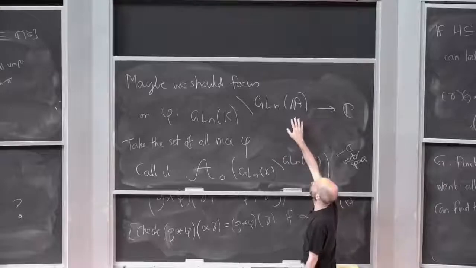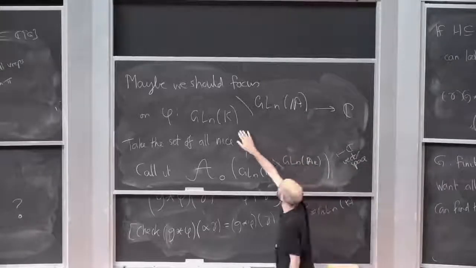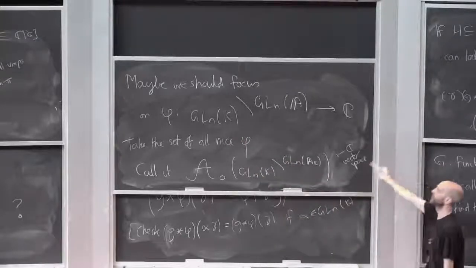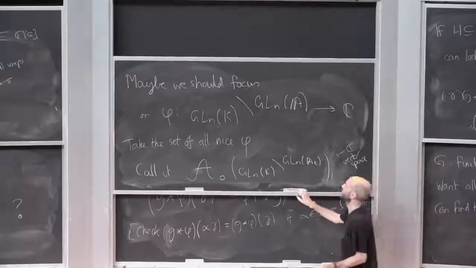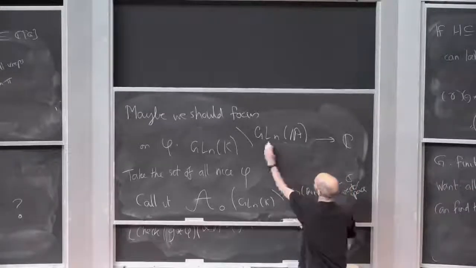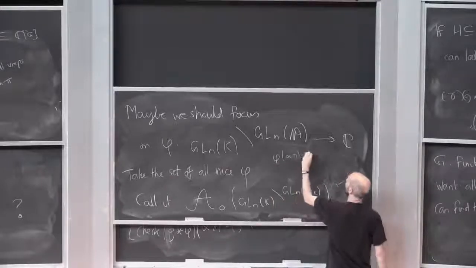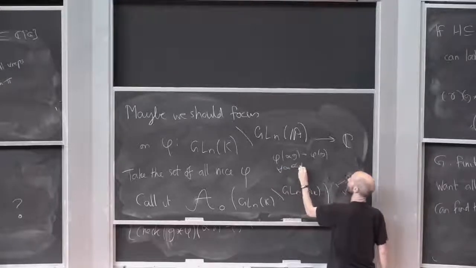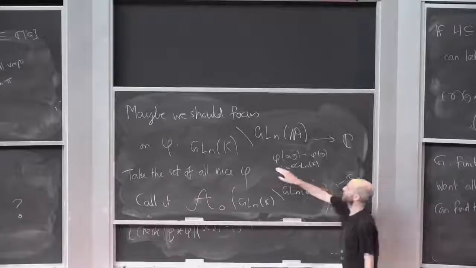If I've got a function on GLN of A mod GLN of K to C, think of that as a space of cosets, and you can imagine phi as a function on the cosets. That's one way of thinking about phi, but another way of thinking about phi is just a function on all of the Adeles with the property that phi of alpha g is phi of g, right? For all alpha in GLN of K. Okay? That's another way of thinking about what this function means.